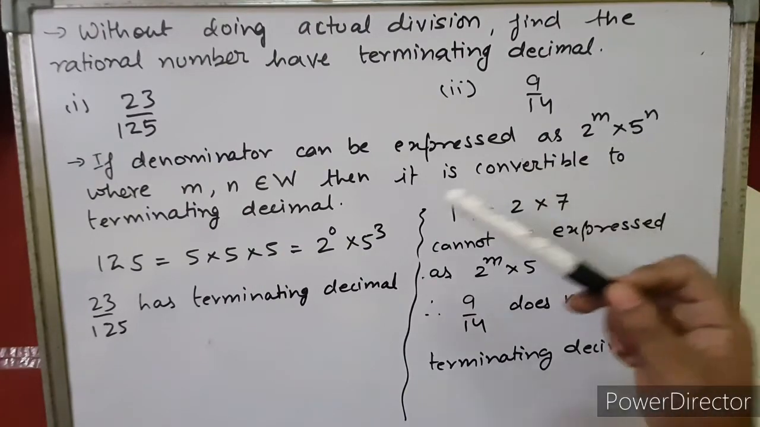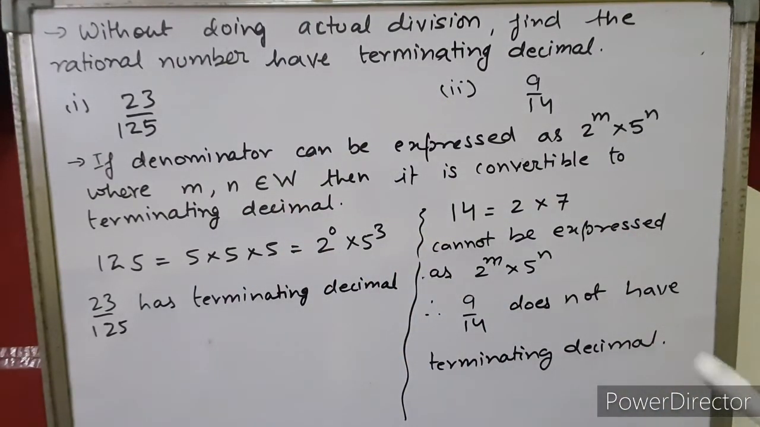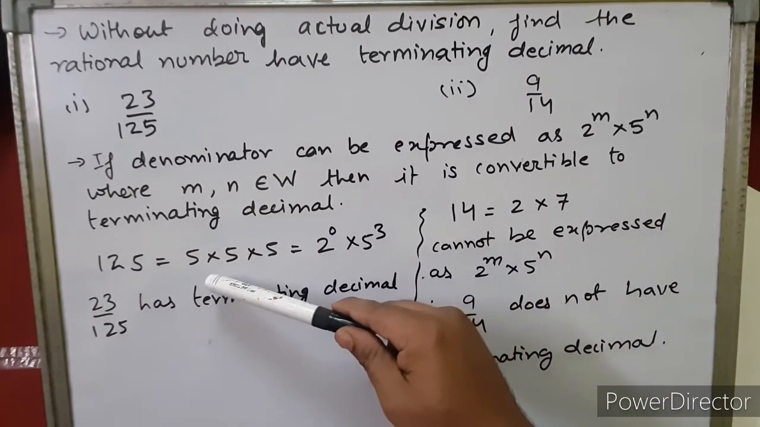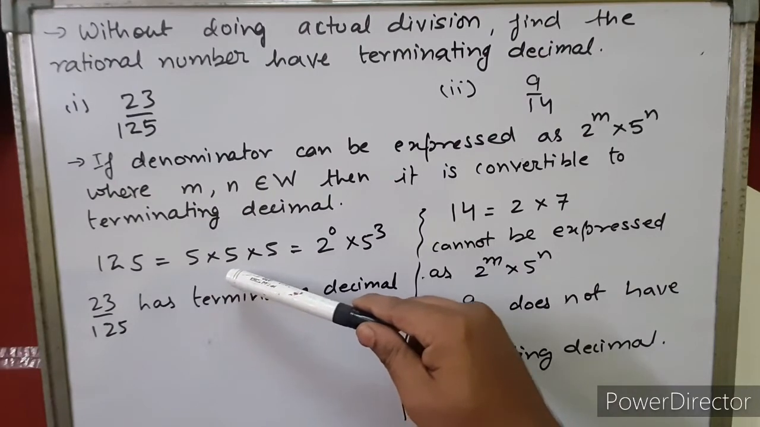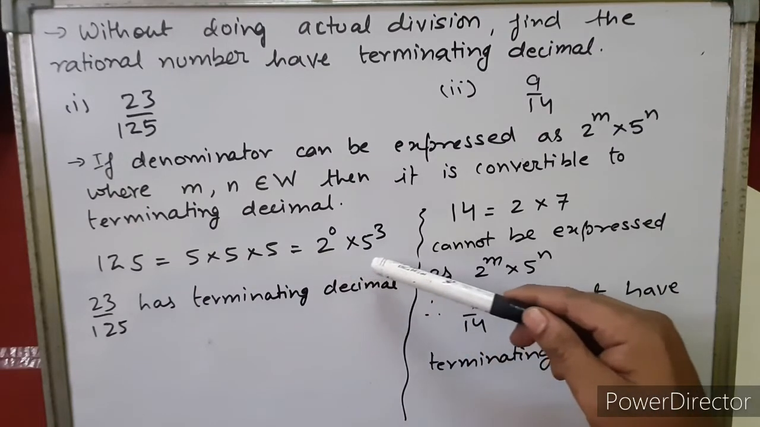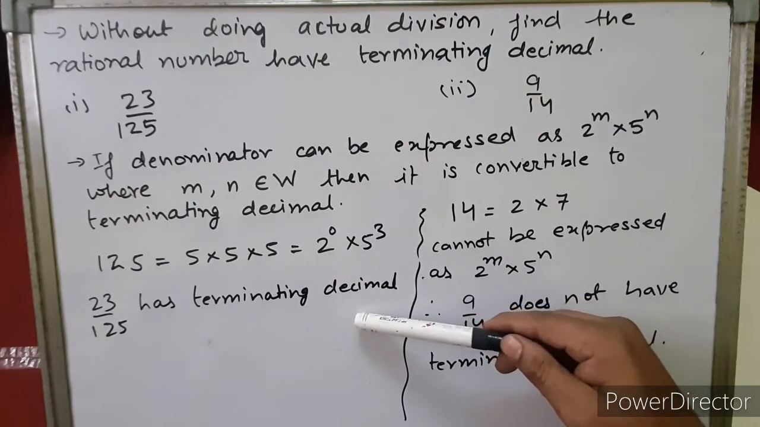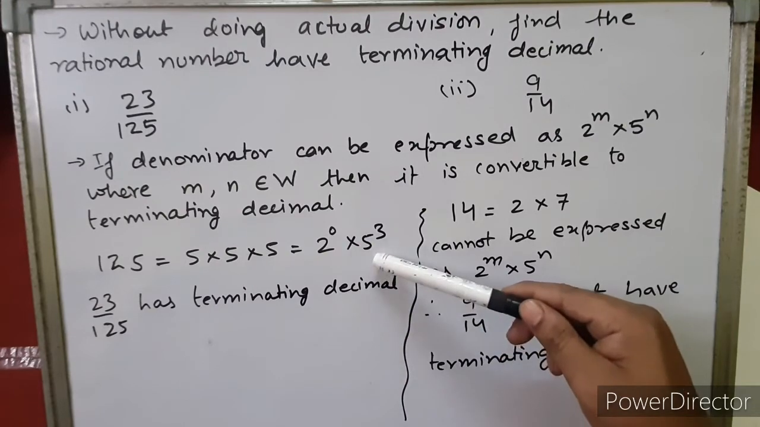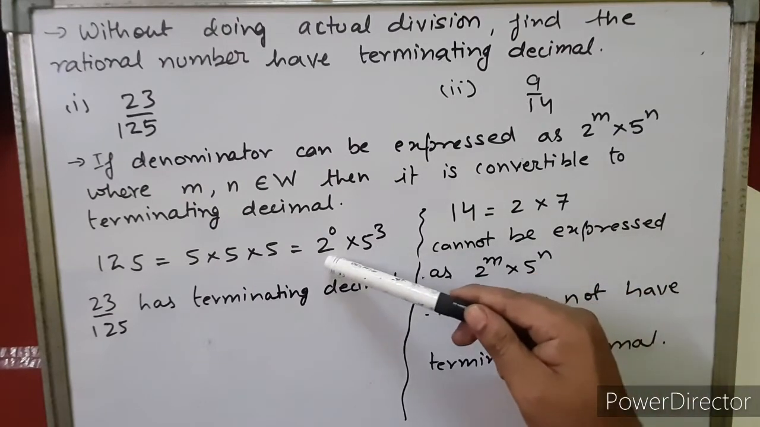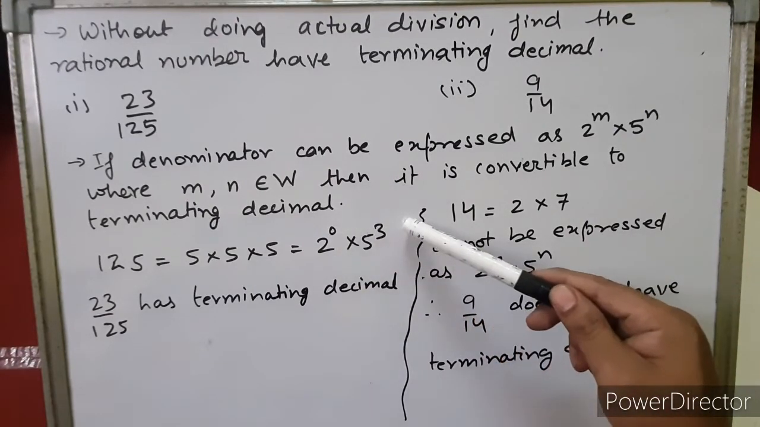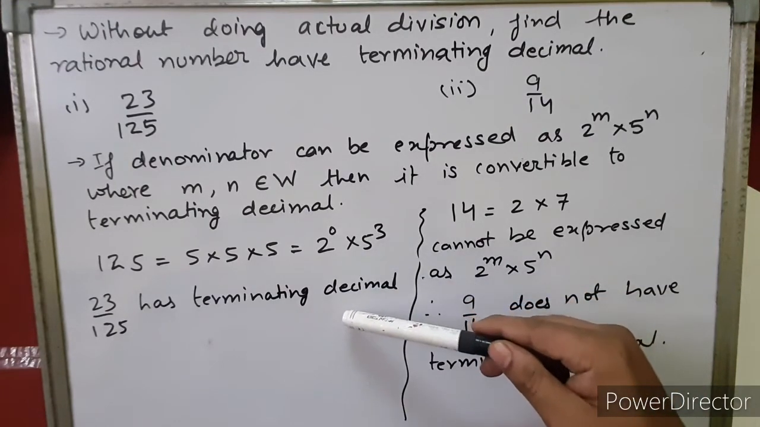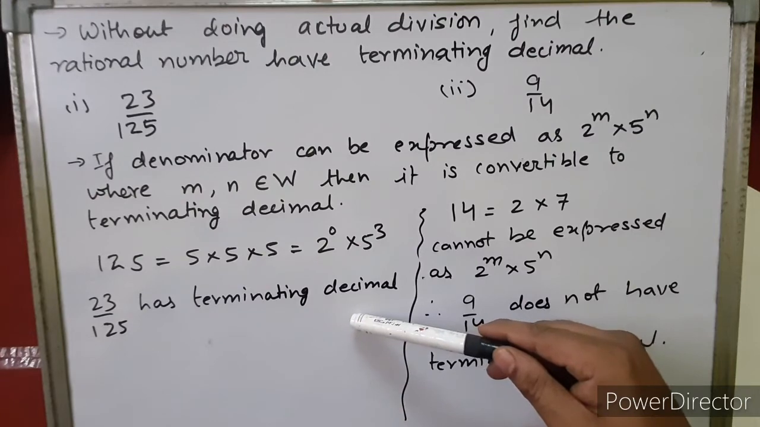Alright children, so let's see in this first sum, 23/125 is given. So we have 125 in the denominator, and when we do the factors, 125 can be written as 5 into 5 into 5. So we can write it as 2^0 into 5^3. So 23/125 is a terminating decimal because this denominator can be expressed in the 2^m into 5^n form. You can see this m and n, 0 and 3, belong to whole numbers, right? So 23/125 has terminating decimal representation.